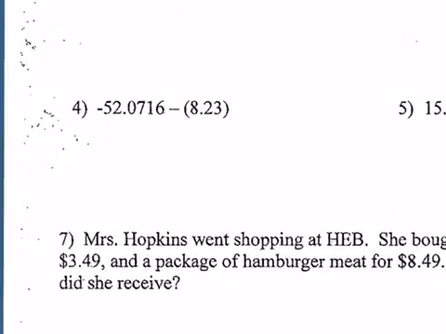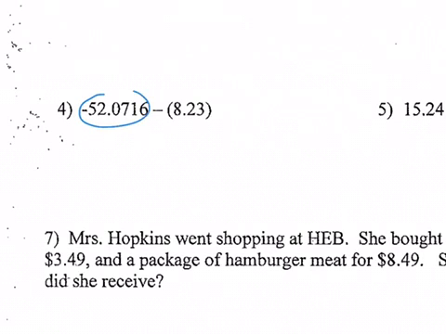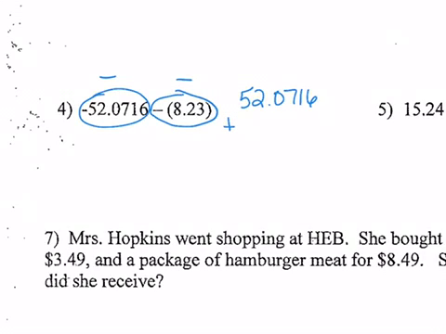Okay, number 4, negative 52.0716 minus 8.23. If I circle with the signs in front and compare these signs, are they the same or are they different? They're the same, so that means the answer is going to be negative. Same sign, add and keep. Different sign, subtract. So if they're the same sign, we're going to add them together. You should be adding on your paper and checking with my screen.